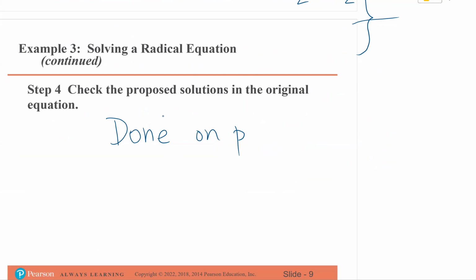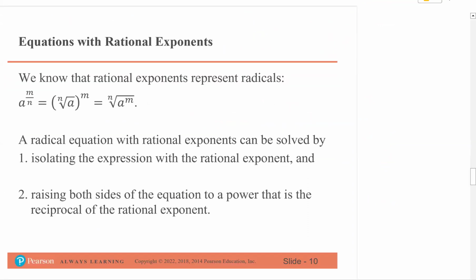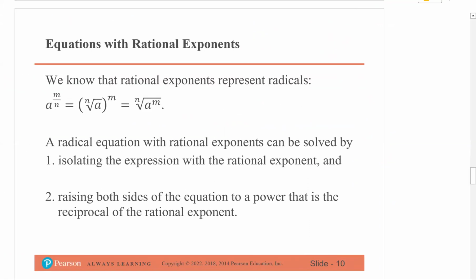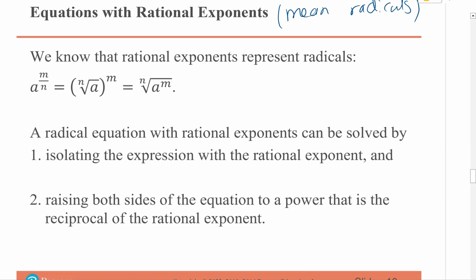We already did this on the previous page. All right, now you don't see these very often. Very rarely would you have to solve an equation with rational exponents. Rational exponents mean radicals. Like they mentioned here in this little exponent rule, we know that rational exponents represent radicals.